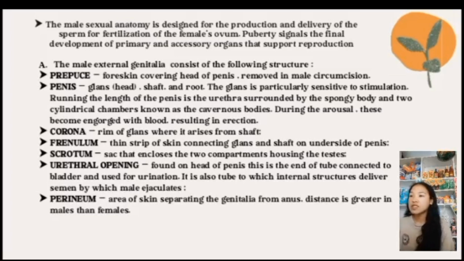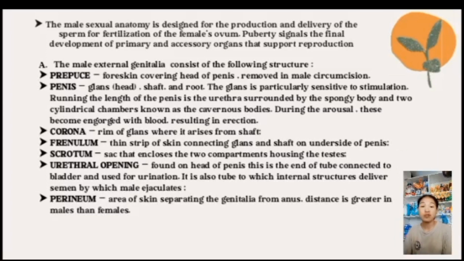Prepuce, foreskin covering head of penis, removed in male circumcision. So, ang prepuce daw, kanabitang, di ba, kanang tintin. Kanabitang ilahang, kanang ilang murag palis, amoy on siya tawag prepuce. Sorry for the interruption.